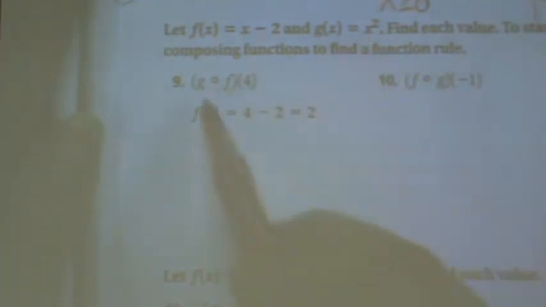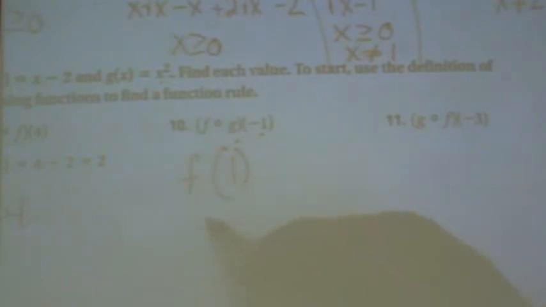For number 9, they give you g of f of 4. You're going to plug 4 into the f function. So 4 minus 2 is 2, and then plug 2 into the g function. 2 squared is 4. Number 10, you're going to plug in the g function negative 1. So negative 1 squared is 1. And then 1 into the f function, f of 1, so you have 1 minus 2 is negative 1.